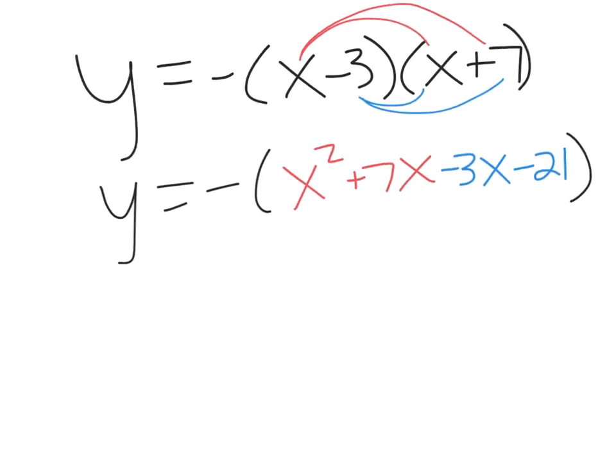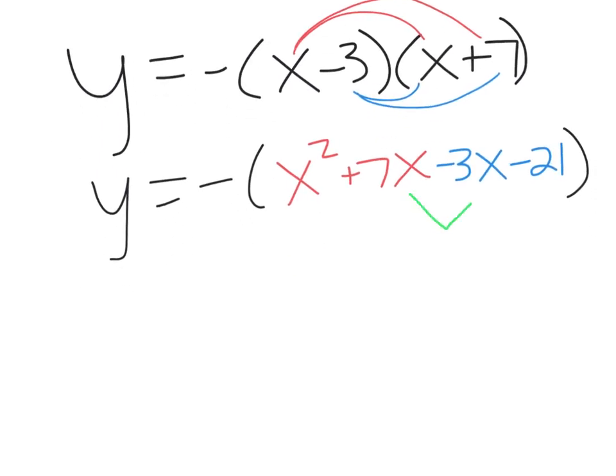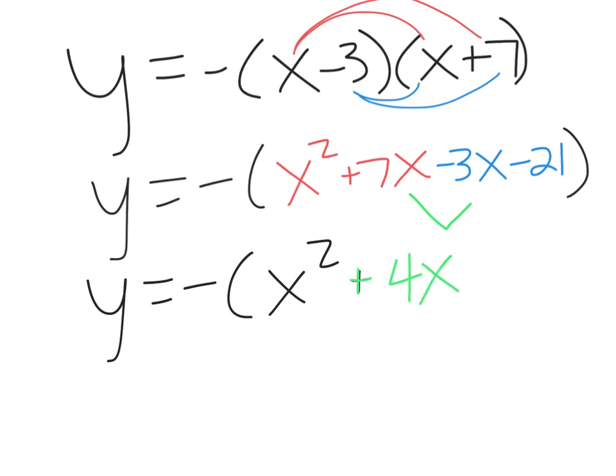Alright, next step is to combine the like terms. So still all in parentheses. 7x minus 3x is positive 4x. Oh, I want to do that in group. Alright, bring down everything else.